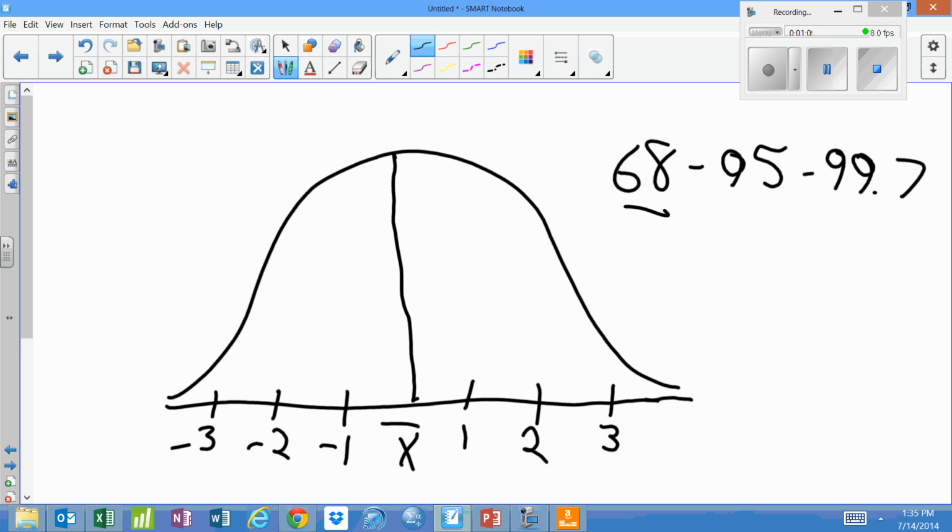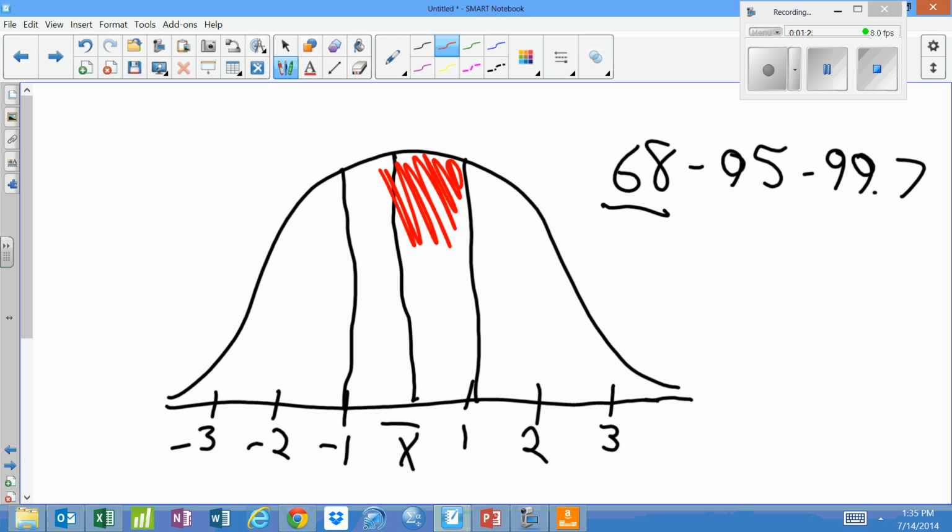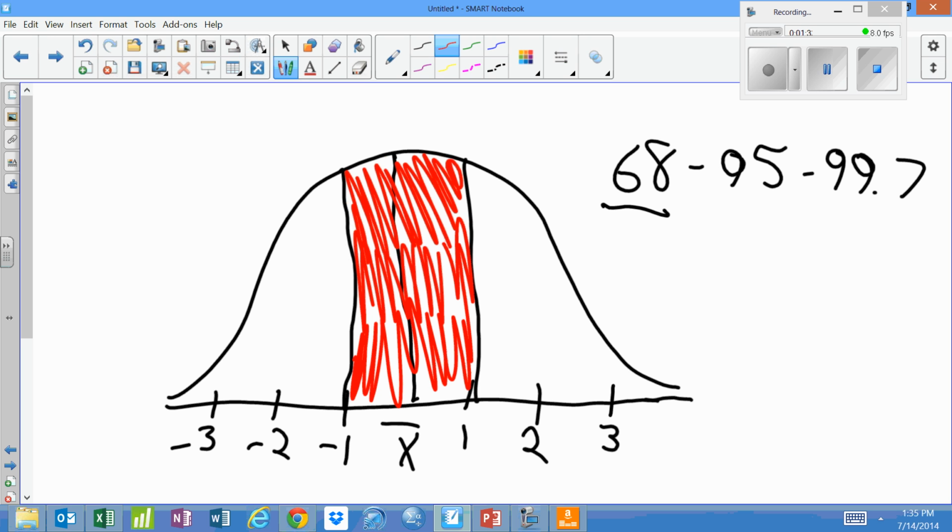So the 68 portion of our empirical rule states that 68% of our data lies within 1 standard deviation. So if I were to draw that in here, and I'm going to switch colors just to make things easier. This whole middle section, and pretend it's even, I know my drawing's horrible here, but within 1 standard deviation, 68% of our data lies within that 1 standard deviation.